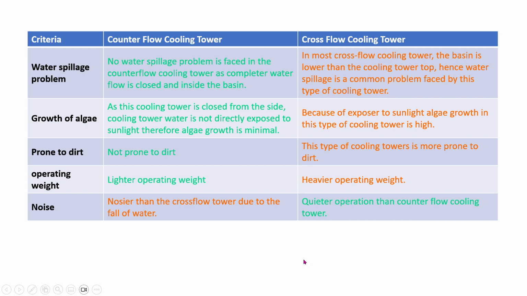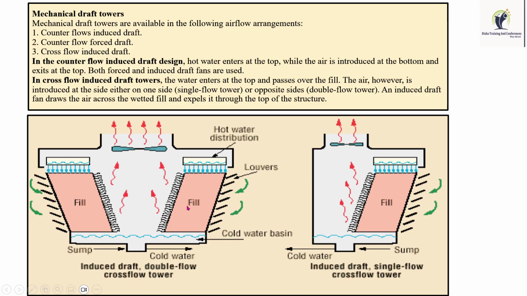So these are the main differences between counter flow and cross flow cooling towers. Then mechanical draft fans are of three types: counter flow induced draft, counter flow forced draft, and cross flow induced draft. This is the cross flow.